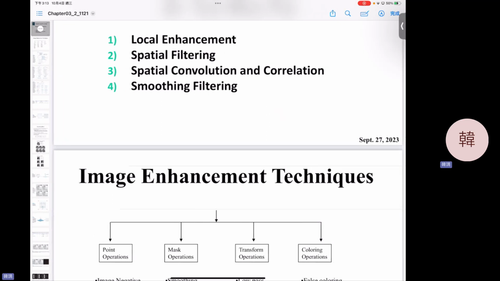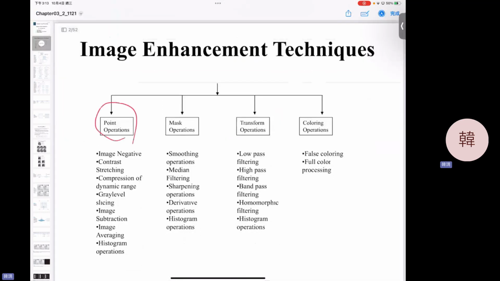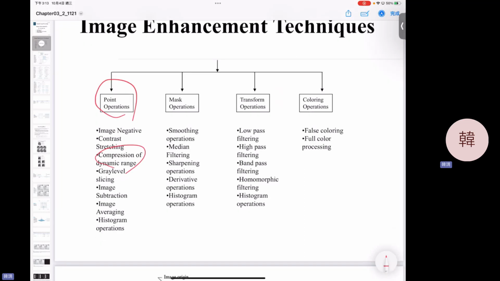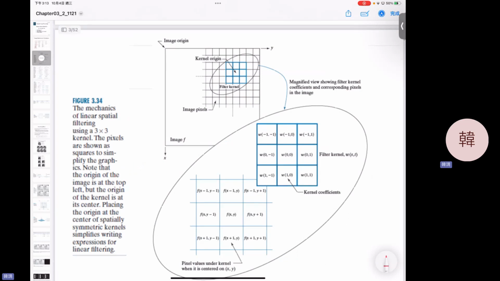So previously we introduced a lot of different ways for point operation, right? So we used image negative, contrast extraction, compression, dynamic range, subtraction, averaging, and histogram operation. Now we are going to do some mask operation. So it's not a pixel graded transform to another pixel graded intensity level, but now we do some mask operation. So some convolution idea, correlation idea, you have to understand clearly. We will give you some idea.